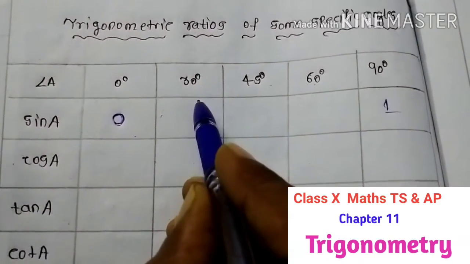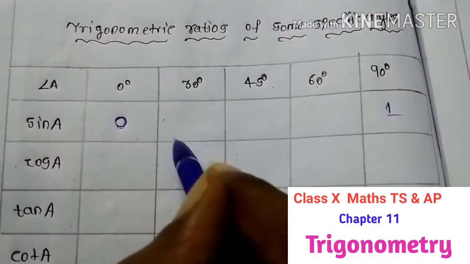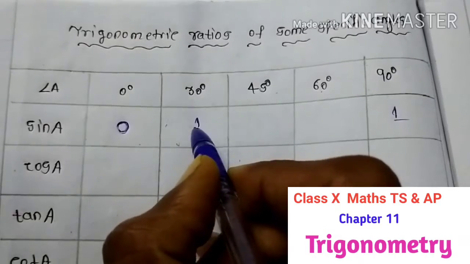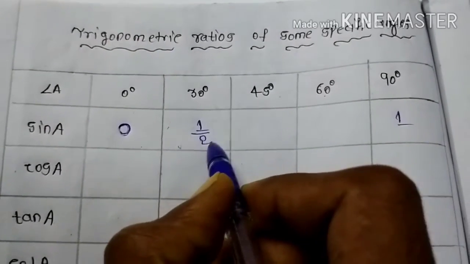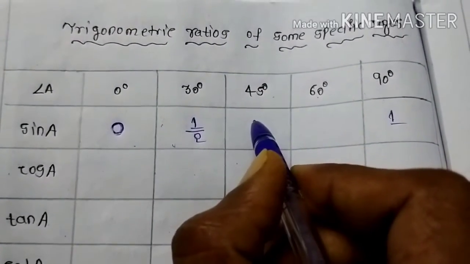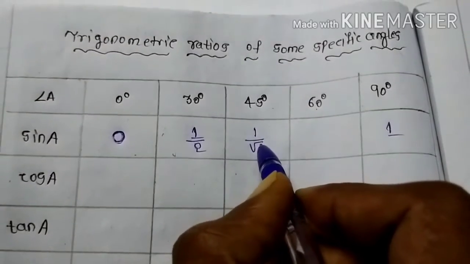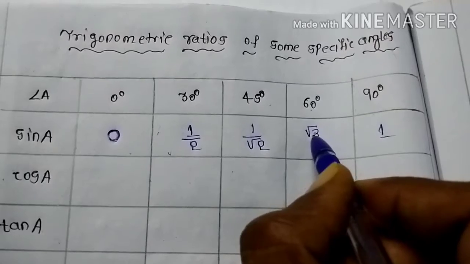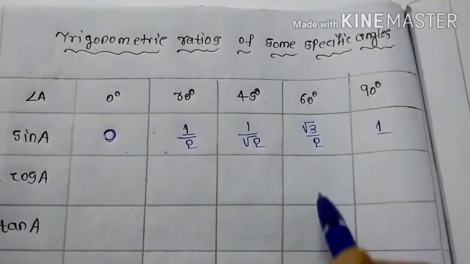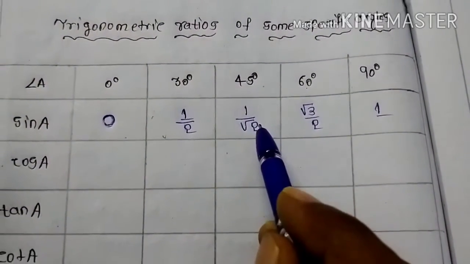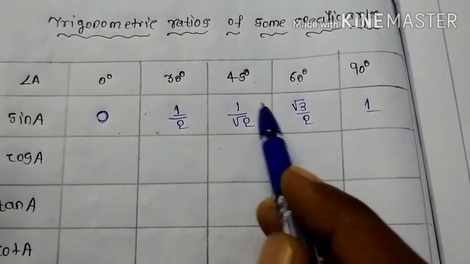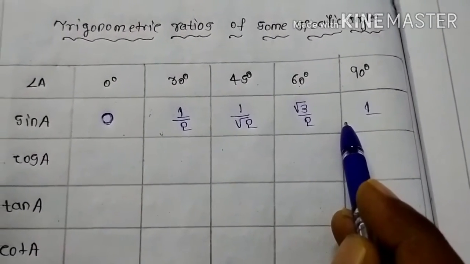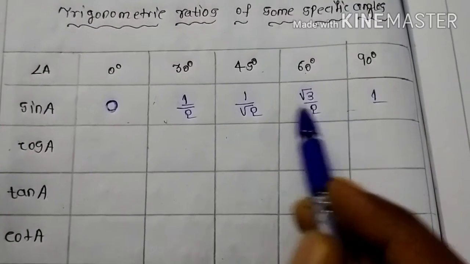See here sin 30. Sin 30 will be equal to 1 by 2. You can remember, 1 by 2. Sin 45 will be 1 by root 2. Sin 60 will be root 3 by 2. All the proofs are available in our textbook. If you want, you can check it. First, you can remember these values. These values are very useful in exercise problems.